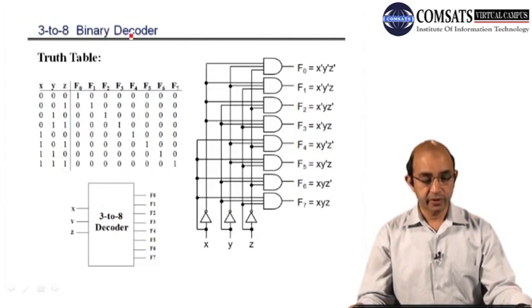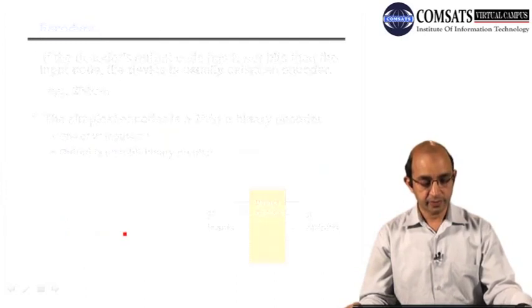Then we can have a binary to octal decoder, right? So this is the binary, and this is the corresponding octal bit that is on, right? So 0 0 0, F0 is 1, right? So you can see we have all ones at this diagonal. So on 1 1 1, F7 is high, right? So this is a 3-into-8 decoder.